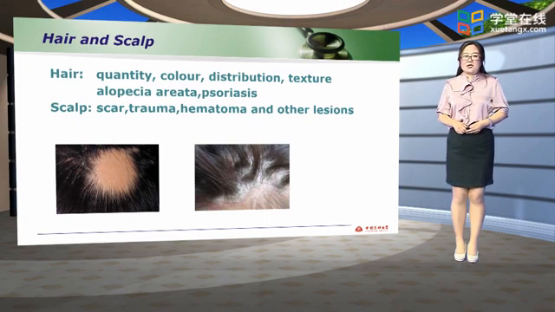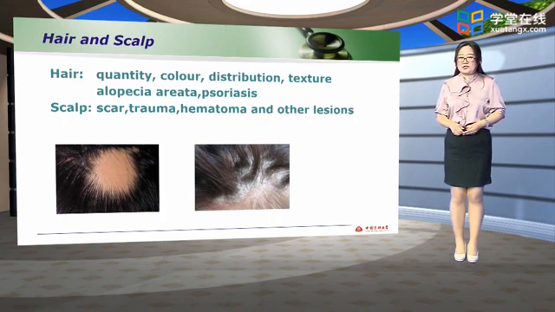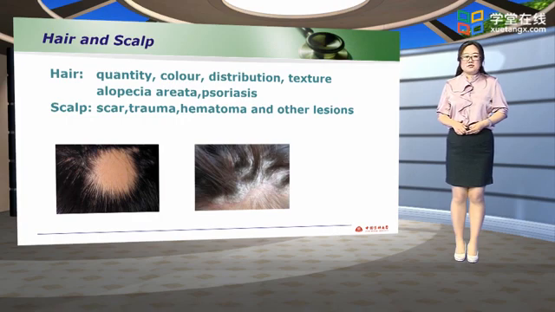Before the examination of the main organs on the head, let's talk about the appearance of the whole head. Hair. First, we should focus on the quantity, color, distribution, and the texture of the hair. The first picture is alopecia areata. We can see the loss of hair on the head. The second picture is psoriasis. We can see some dandruff around the hair.